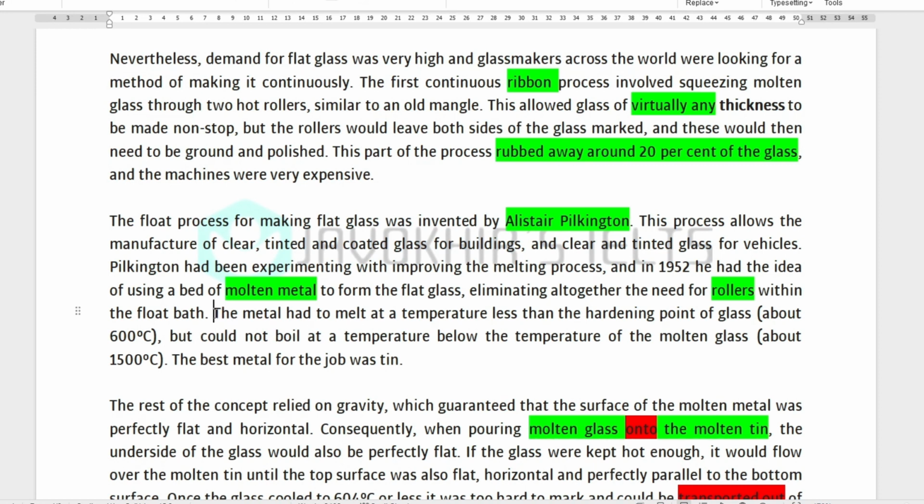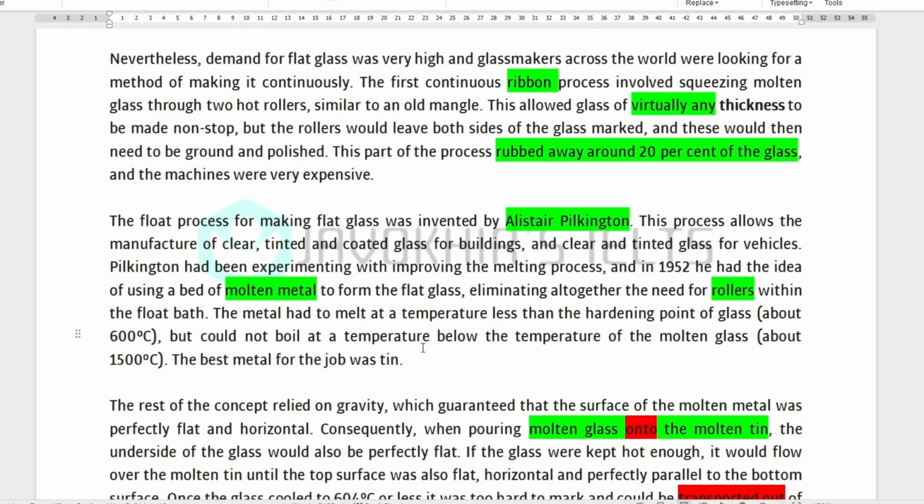The metal had to melt at a temperature less than the hardening point of glass, about 600 degrees, but could not boil at a temperature below the temperature of the molten glass, about 1500 degrees. So the best metal for the job was tin. Therefore, the specific property for the metal used in the float process was tin.